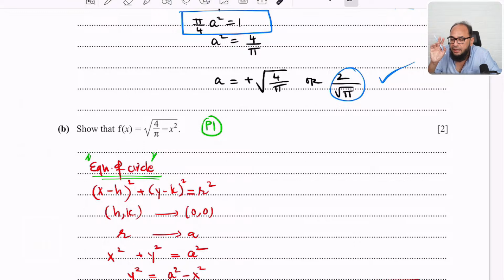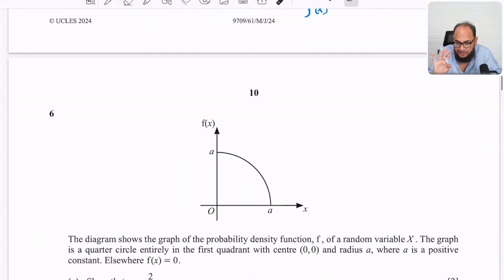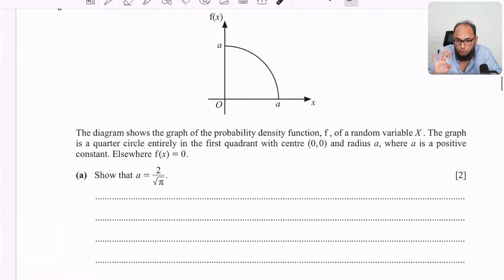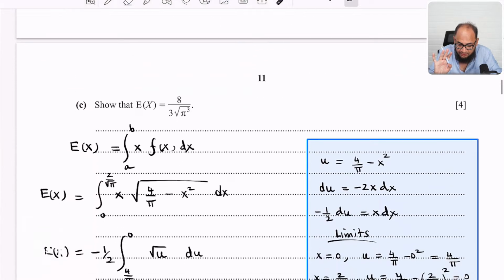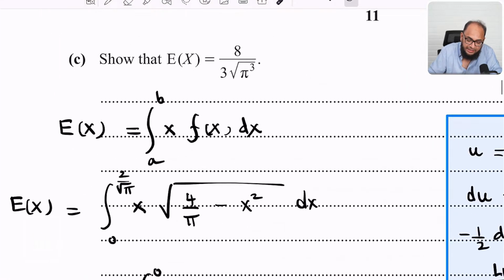Now wait a minute, on the next page, don't jump. Just hold for a second. I think that was over here, or maybe the other page. Now look at this. Show that the expectation of x is this thing. Now this is too much.